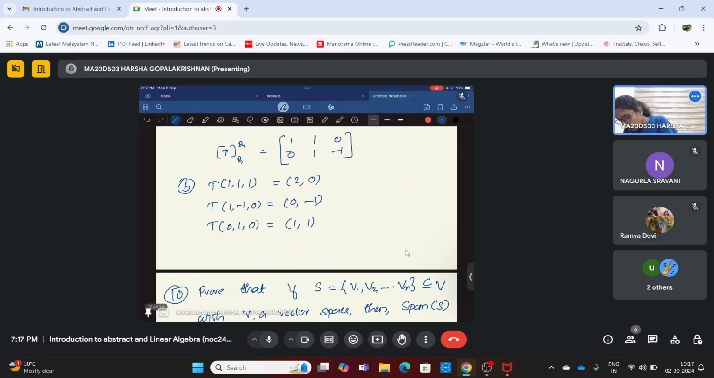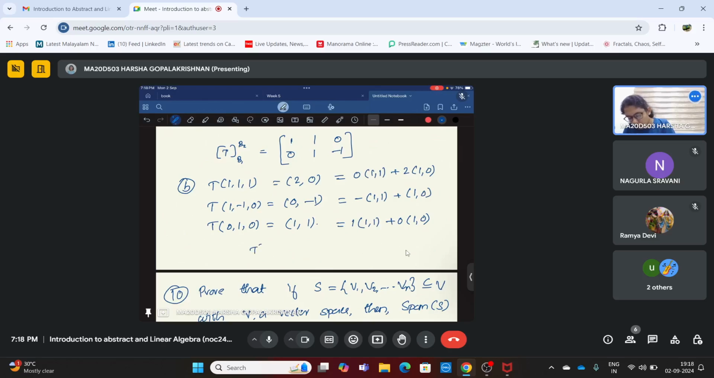Okay. How we can write it? This is easy. (2, 0) is 0 times (1, 1) plus 2 times (1, 0), right? Okay. Now what we can write? (0, -1) is -1 times (1, 1) plus 1 times (1, 0), right? And (1, 1) means how we can write? 1 times (1, 1) plus 0 times (1, 0). That is enough. So in the same order, (1, 1), (1, 0), that order only we have to write.